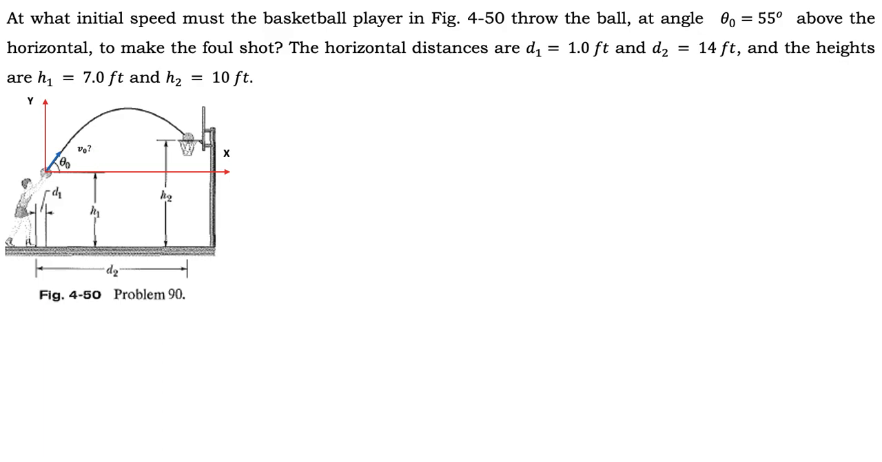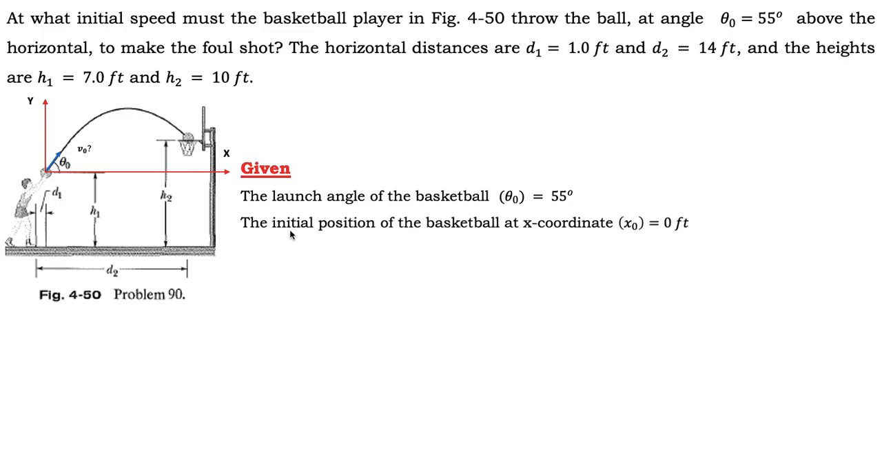In the first step, we must identify the information given in the question and write it down as given. The launch angle of the basketball theta null equals 55 degrees. The initial position of the basketball at x coordinate, x null, equals 0. The initial position of the basketball at y coordinate, y null, equals 0.